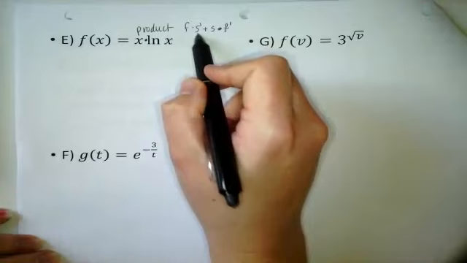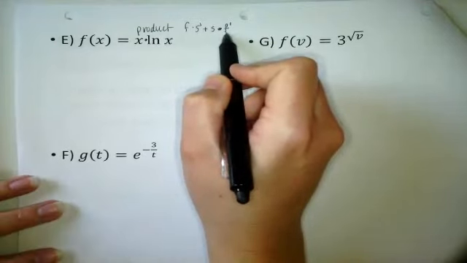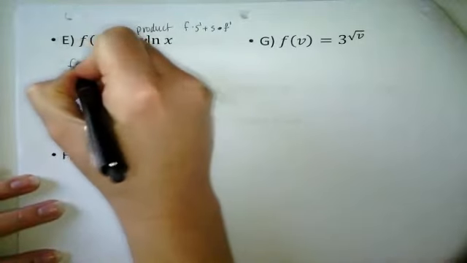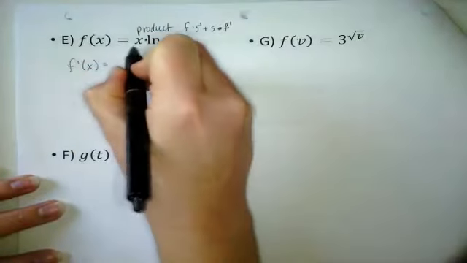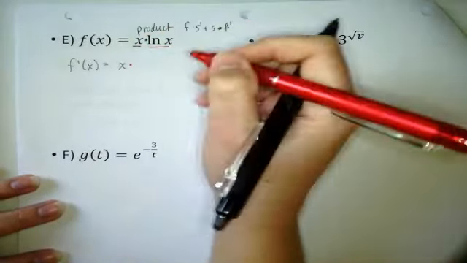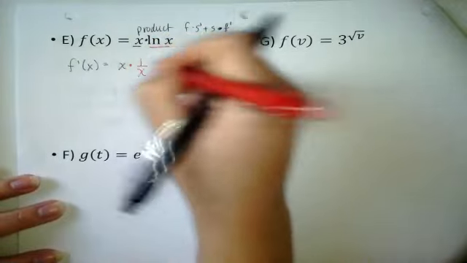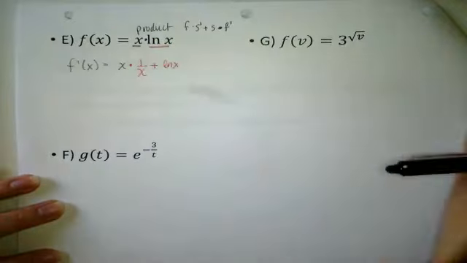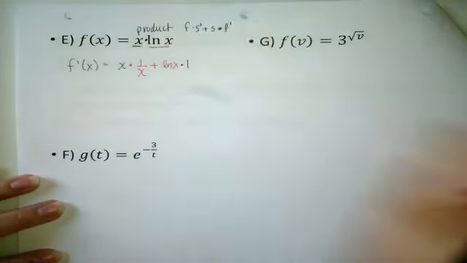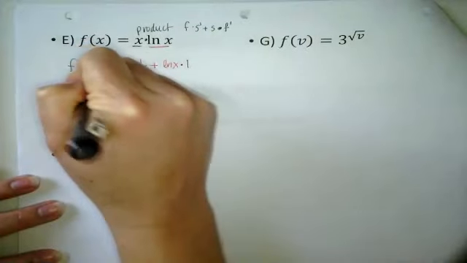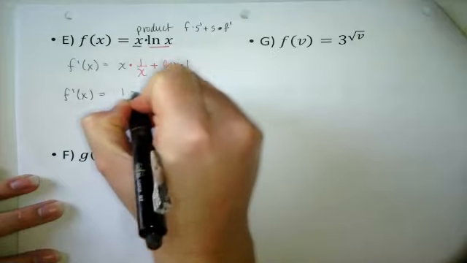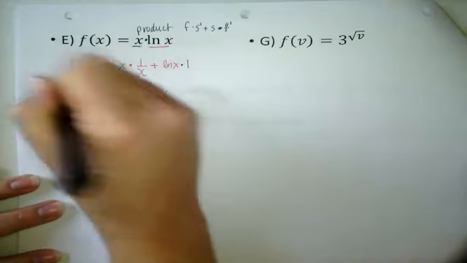First times the derivative of the second plus the second times the derivative of the first. Okay, so this is a product rule, not a chain rule. So f prime of x is the first thing times the derivative of the second thing. The derivative of natural log of x is 1 over x, plus the second times the derivative of the first. The derivative of 1x is 1. So f prime of x equals, that cleans up to be x over x, which is 1, plus the natural log of x.